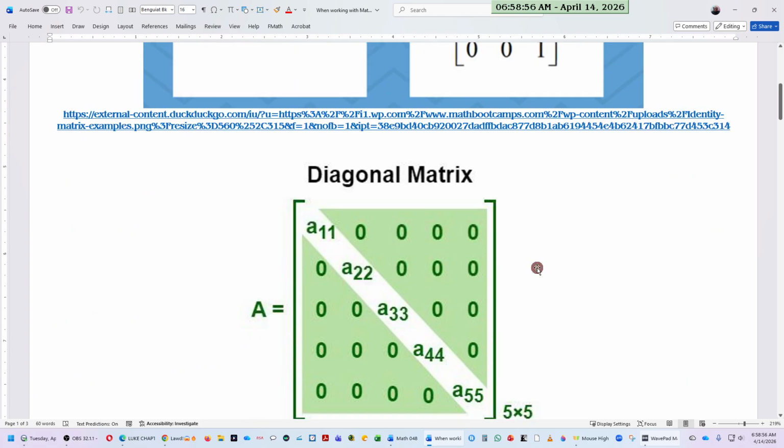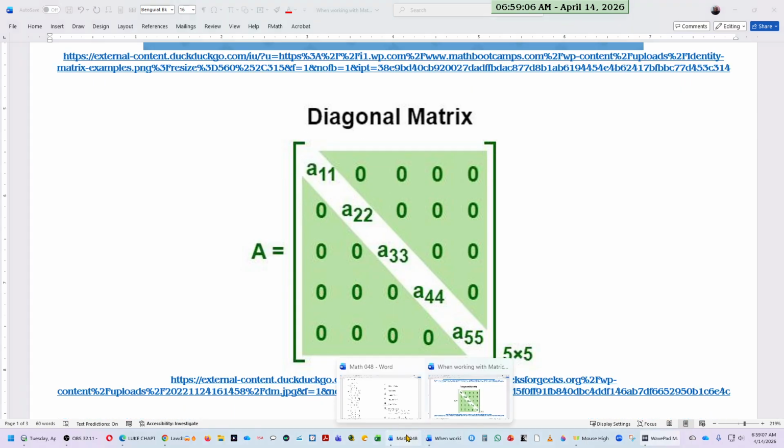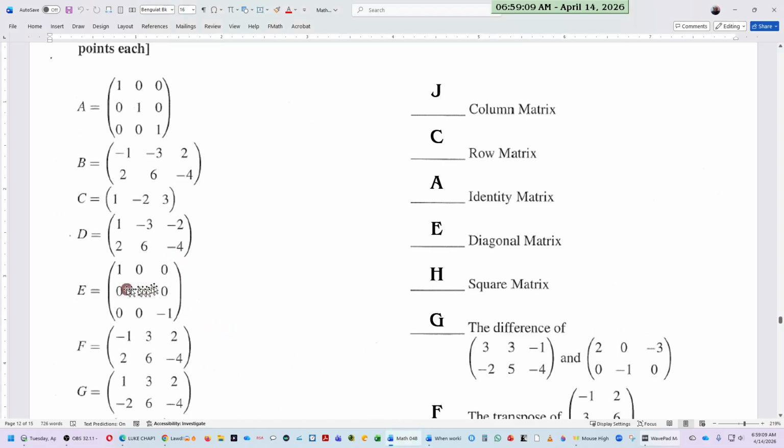But the diagonal matrix also is only in the lead diagonal, but it can have numbers other than 1. So that would have to be E. See, there's a -1 here, which stops it from being an identity matrix.